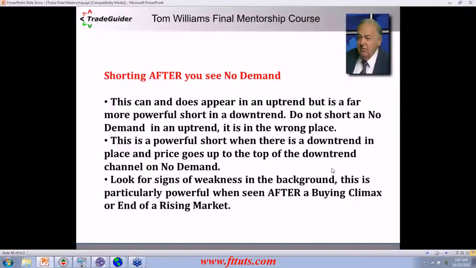This is a powerful short when there's a downtrend in place and price goes up to the top of the downtrend channel on no demand. Look for signs of weakness in the background. This is particularly powerful when seen after the end of a rising market or a buying climax.